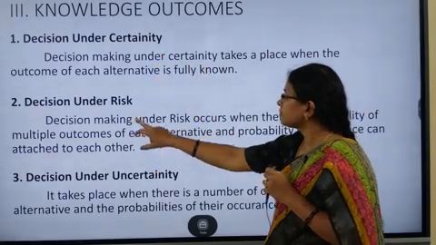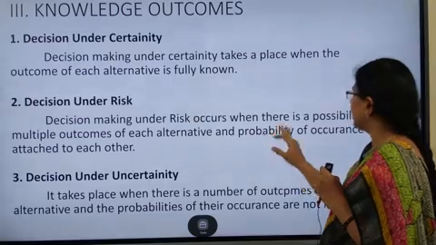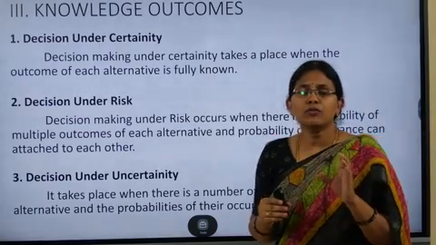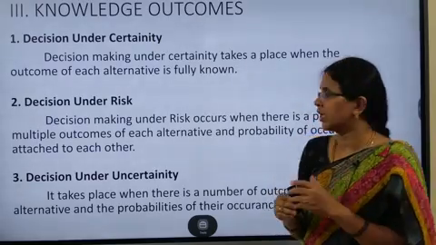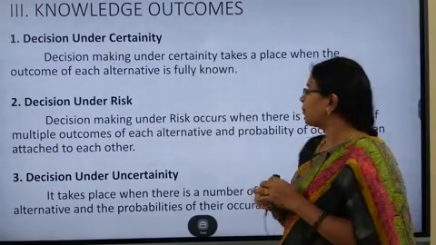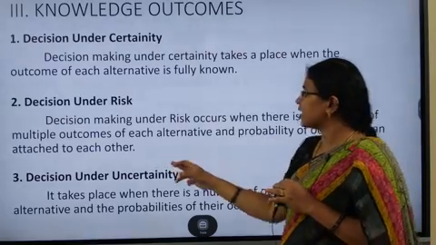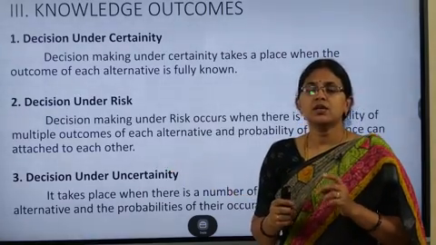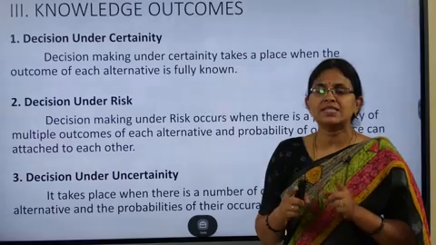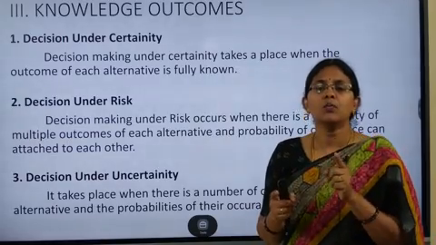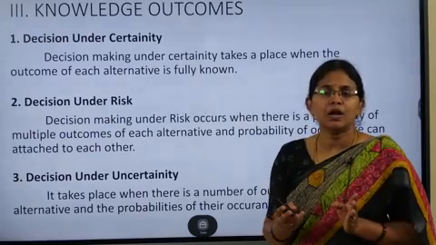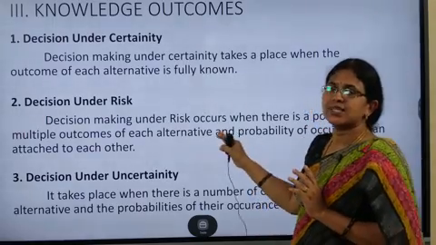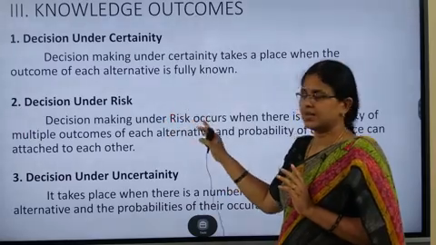And next one, decision under risk. It means if you are expecting multiple outcomes for one alternative and the probability of occurrence can be attached to each of them, meaning the outcome of one is dependent upon another, and one alternative has many outcomes, such a category is known as decision under risk.